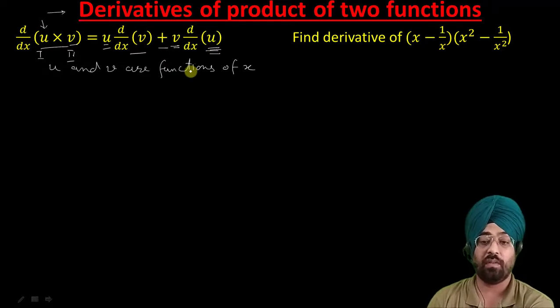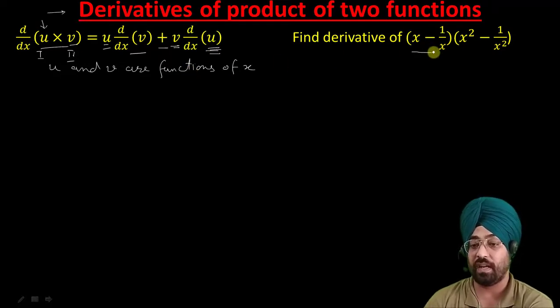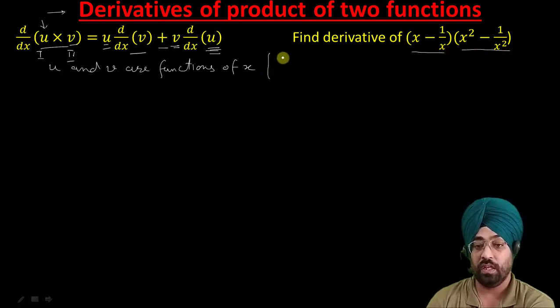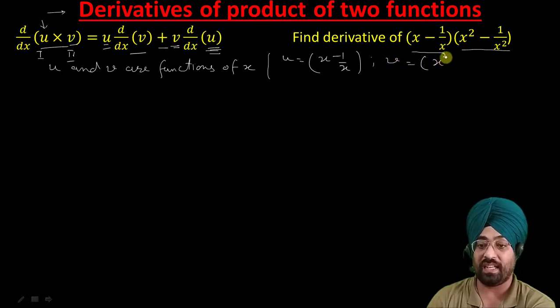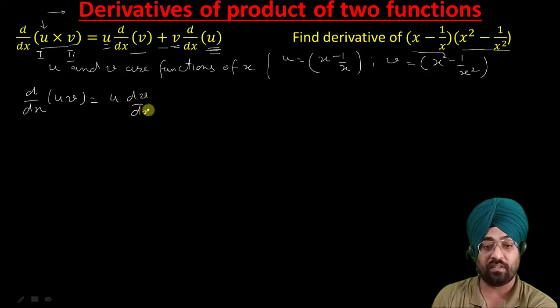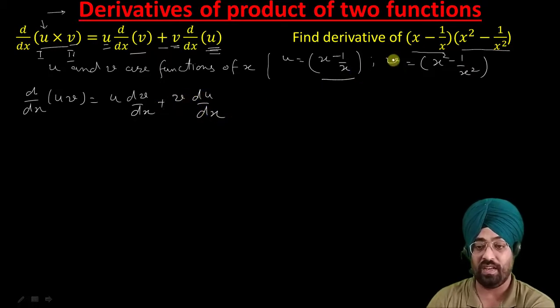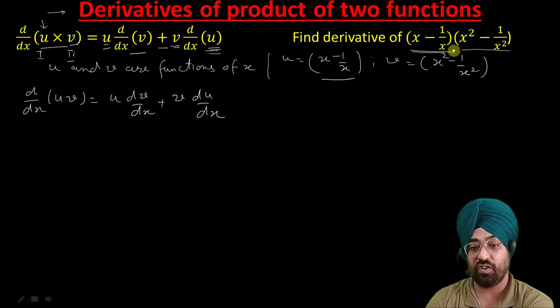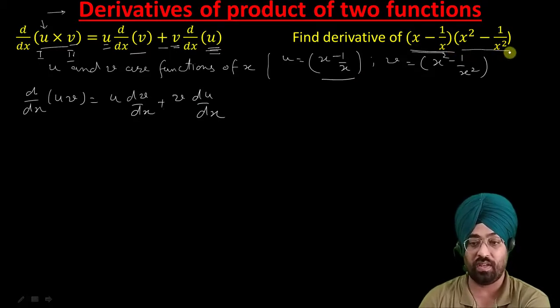Now applying this formula, let us try to find the derivative of (x minus 1 by x) into (x square minus 1 by x square). Now suppose u is equal to x minus 1 by x and v is equal to x square minus 1 by x square. Now applying this formula, dy by dx of uv is equal to u as it is, dv by dx, plus v as it is, du by dx. This is the formula. Now our u is, I have assumed, x minus 1 by x and v is x square minus 1 by x square.